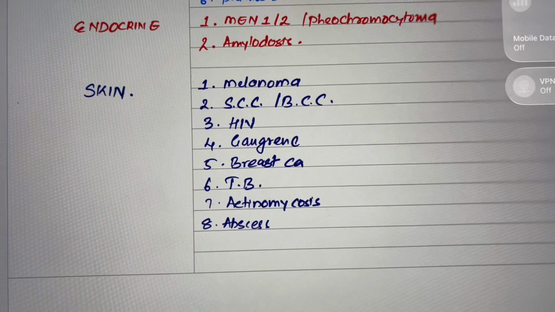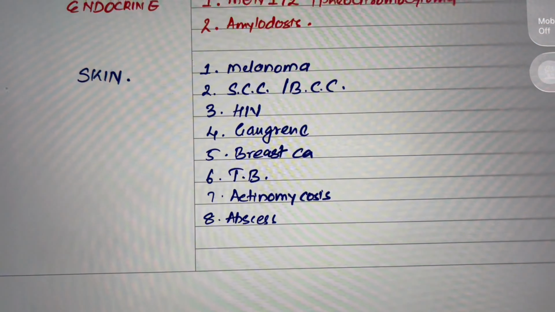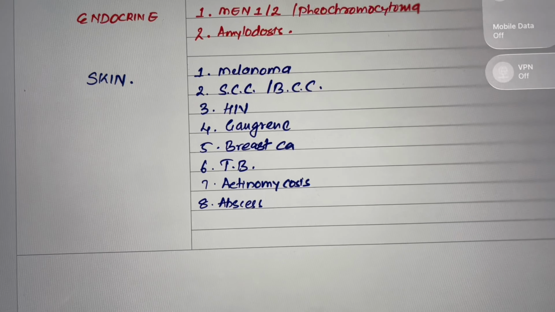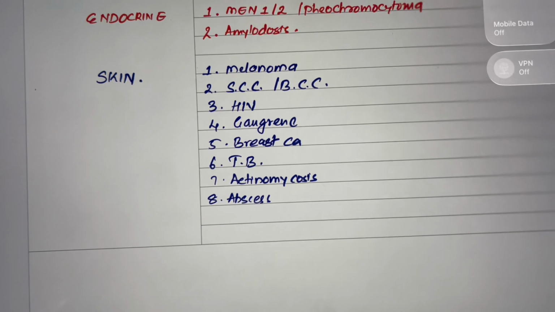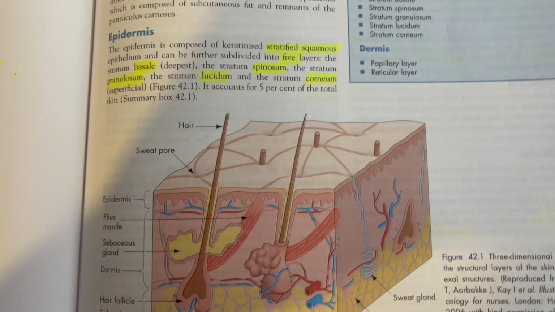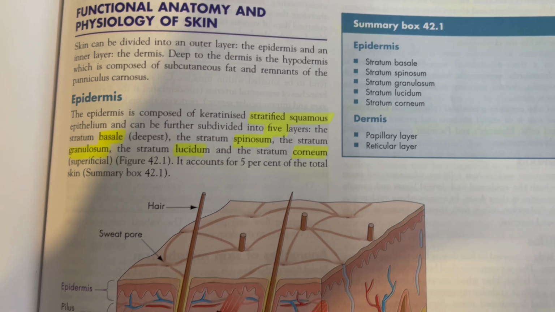So before starting with the stations regarding skin melanoma, squamous cell carcinoma, basal cell carcinoma, gangrene, actinomyces and abscess, let's revise some of the important anatomy as well as physiology of the skin.